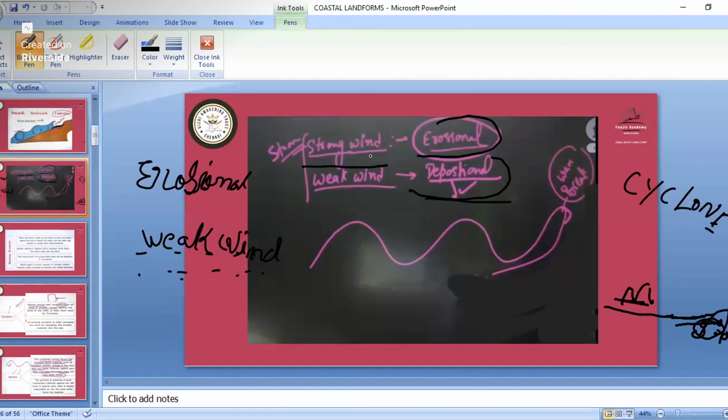And if a strong wind is there, it will hit those continental parts. When it hits, there will be erosion in those particular parts. Due to erosion, there will be no base on this side, so again the upper rock will fall. Then again it will go deeper. In that way erosional landforms take place. So this is about the strong wind and weak wind.